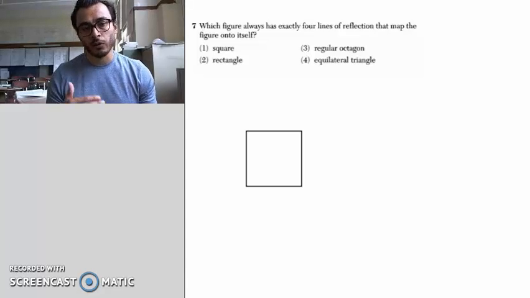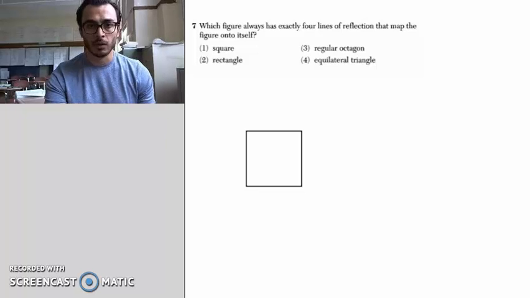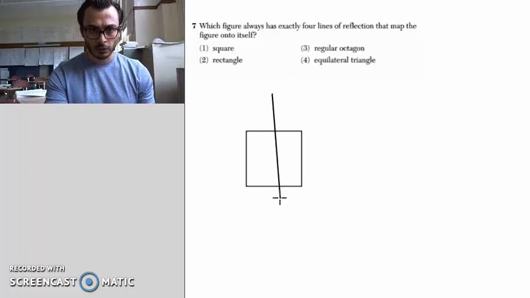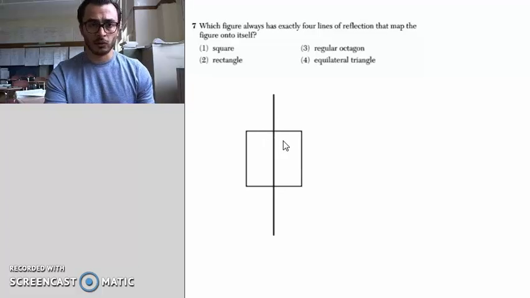So this is another one of those questions where you just want to work through each of the choices until you get to the correct answer. So if we look at a square, how many lines of reflection can I draw that will map the square onto itself? Well, I can draw one line of reflection like this, right? And that would mean that if I reflect this square across this line, it will map onto itself. I will get the same exact figure. So I can draw a line of reflection like that.